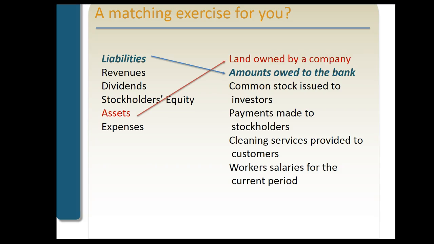Those would be liabilities. Remember, there are two types of claims: claims for people that we owe money to, and claims that the stockholders have to the company. Next, common stock issued to investors. That would be part of the Stockholders Equity section.